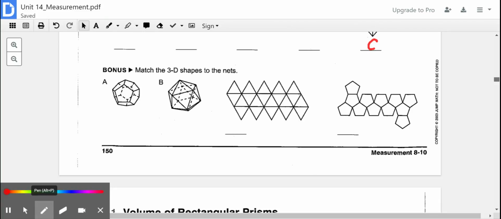Wow, look at this bonus. Match the 3D shapes to the nets. Now these aren't prisms, but they're pretty cool shapes there. Looking at the nets there, you can probably figure out which is going to be A and which is going to be B by the shapes that make up the faces. I'll leave that to you.